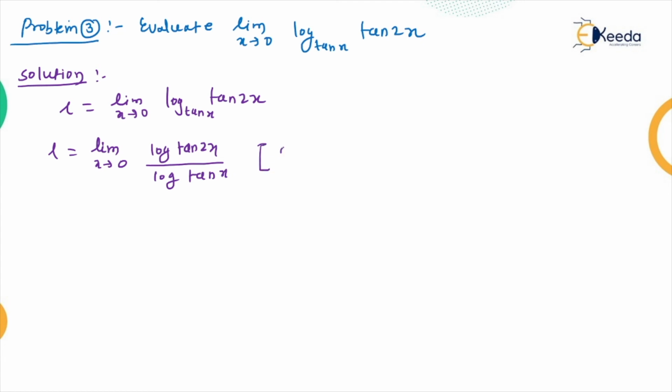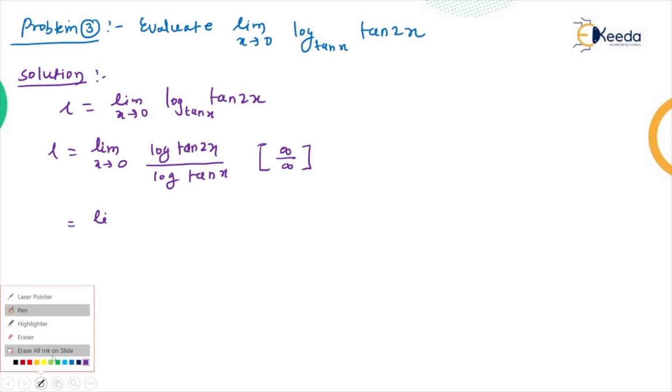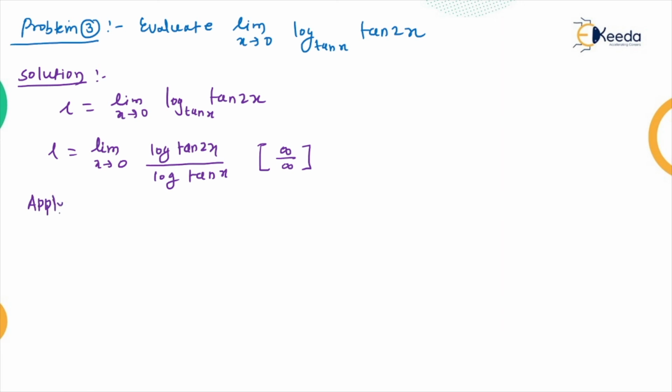So you have to check, is it infinity by infinity form, guys? I'm checking: when we replace x by 0, tan 0 gives log 0, which is infinity, so we get infinity upon infinity form. Therefore we are applying L'Hospital rule. If you get this infinity by infinity form, you apply the LH rule.